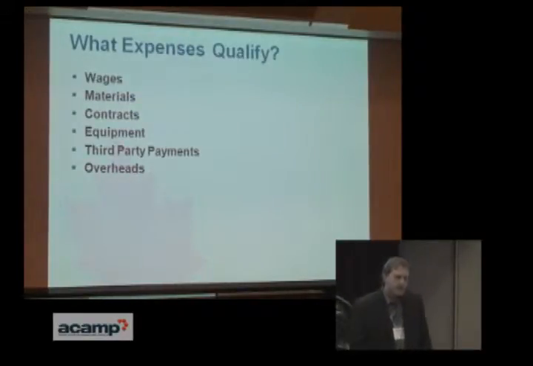What expenses qualify? Basically everything. Wages incurred, the materials you've incurred to do the R&D. Contracts, for example, perhaps there's a small component of expertise that you don't have that you want to contract out to have somebody else do that for you, or the whole thing for you. That's fine. It's still your R&D because you're going to maintain the IP, the intellectual property. You can contract that out.